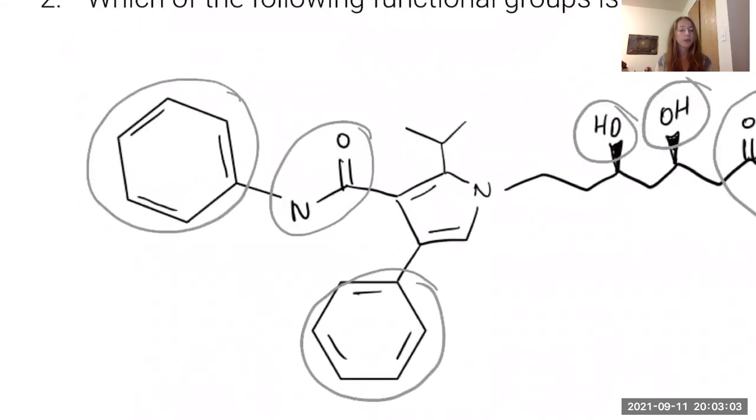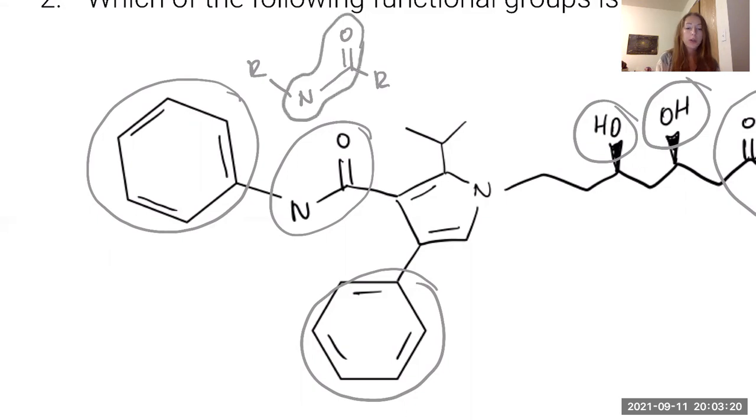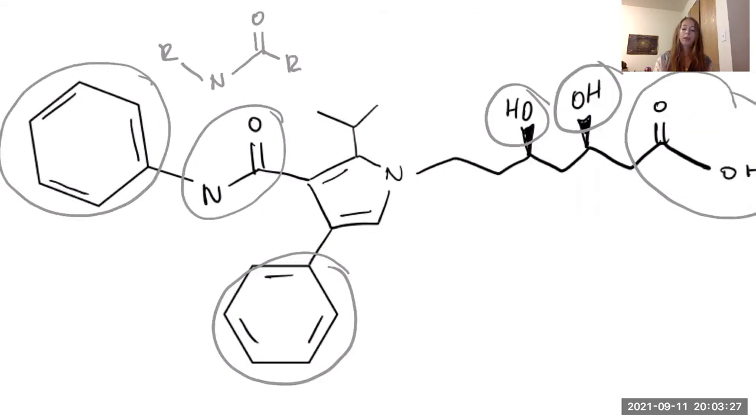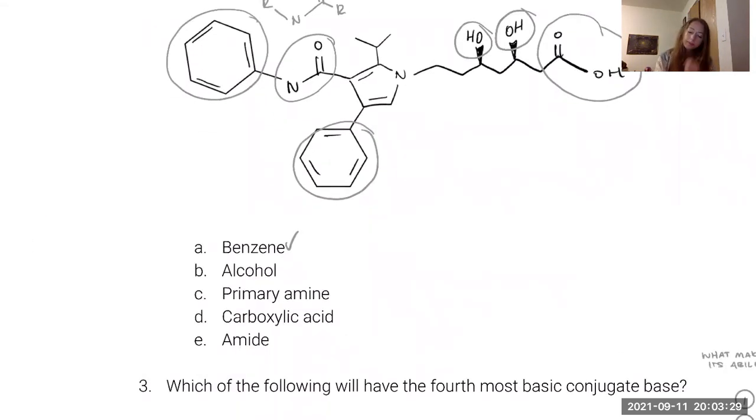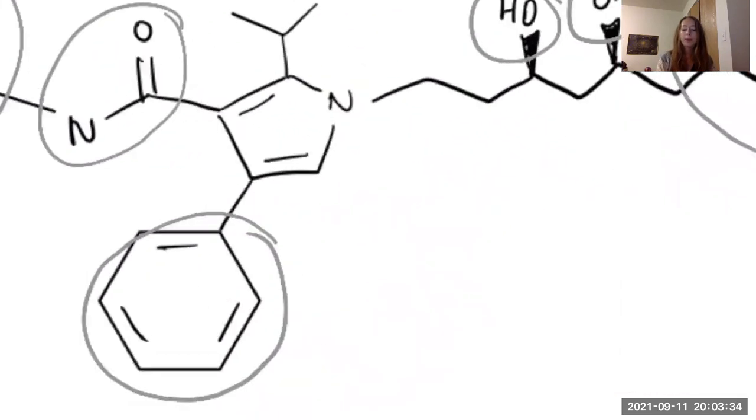There was some confusion about what defines an amide. Basically, an amide has this structure where the R's can be anything, but what's important is having that double bonded oxygen with the nitrogen right next to it. So we have everything here: alcohol, carboxylic acid, amide. But what about this one?